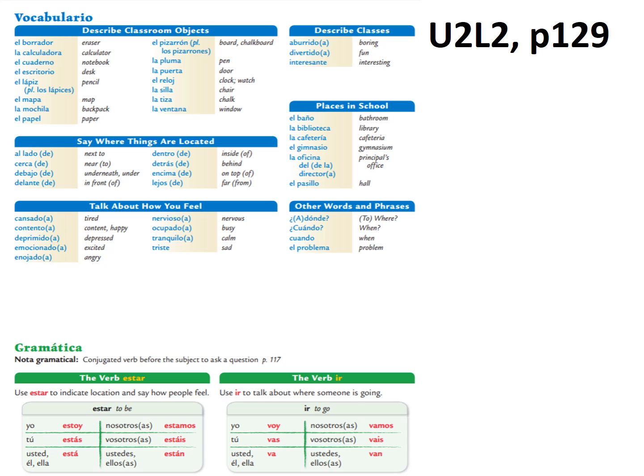Places in school. El baño is bathroom. La biblioteca, library. La cafetería, cafeteria. El gimnasio, gymnasium. La oficina del director, the principal's office who happens to be a dude. La oficina de la directora, the principal's office who happens to be a chick. El pasillo, hall.